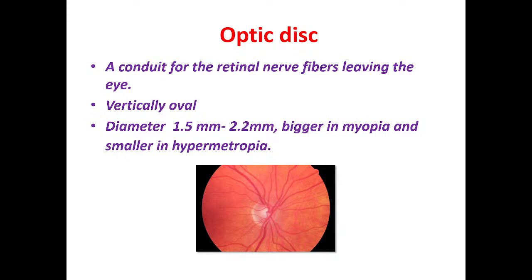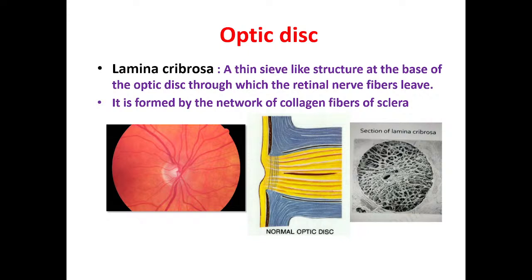A normal disc is vertically oval. The size varies from 1.5 to 2.2 millimeter, bigger in myopes because they have a longer, bigger eye, smaller in hypermetropes. So, this is a normal disc appearance, a pink looking disc, vertically oval, 1.5 to 2.2 millimeter in size, and the size may vary. Size is very important in glaucoma, whether it is a large disc, a small disc or an average size disc. This is a normal optic disc which we have to examine.